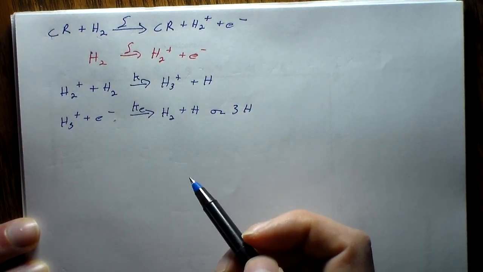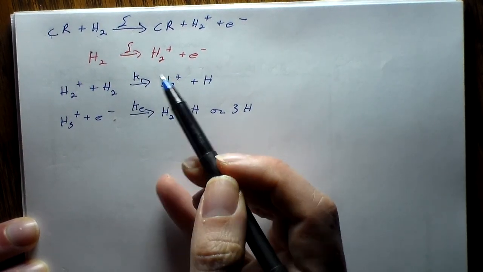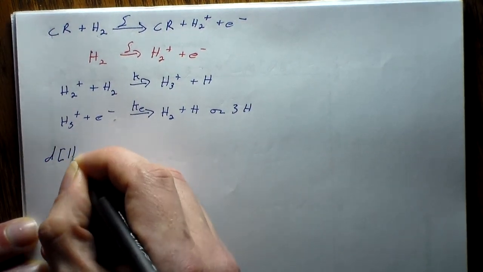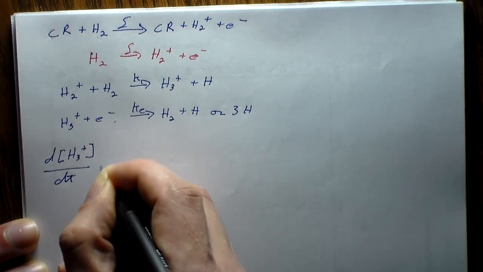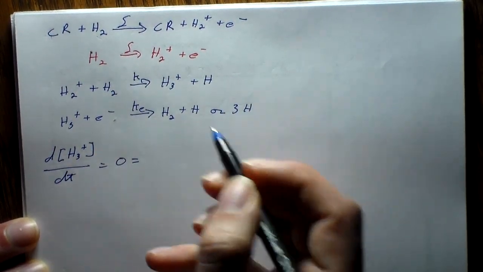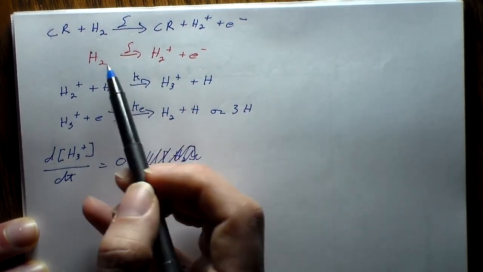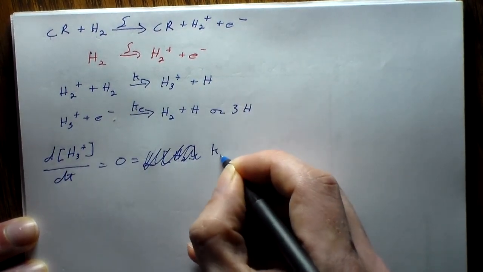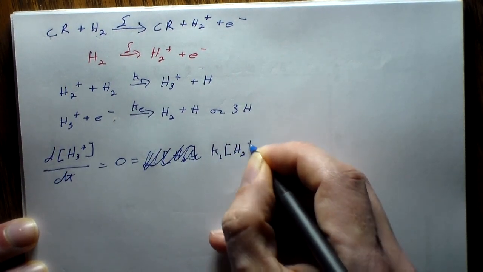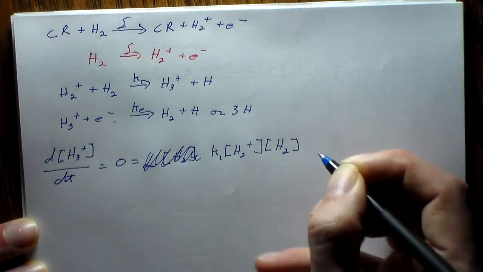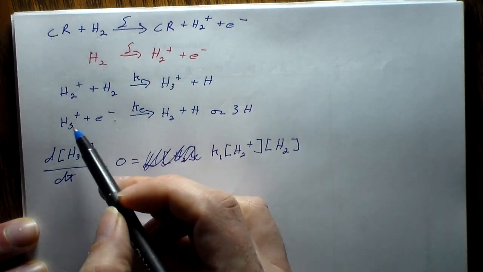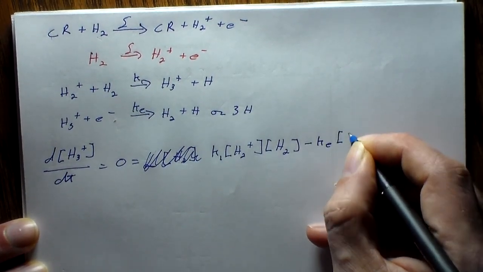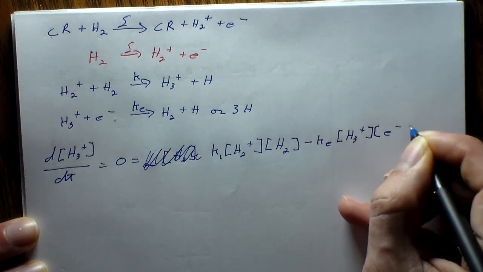So again, we're going to use these equations to figure out what my concentration of the H3+ is, and we're going to again use the steady state approximation. So we're going to say that the change in H3+ concentration with respect to time is equal to 0. Right here is where we're forming it. So we're looking here at K1 times the H2+ times the H2 concentration, and then we're going to subtract off dissociative recombination. So this is going to be minus the Ke times the H3+ concentration times the electron concentration.